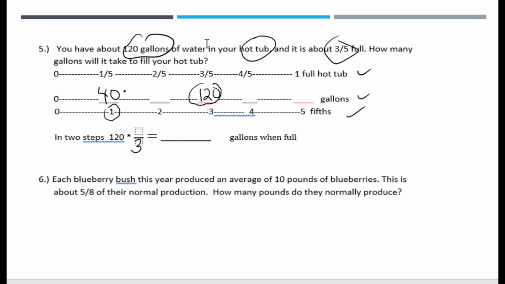Now I can multiply by 5. 1/5 times 5 is 5/5. And 40 times 5 is 200. And that's what I did mathematically. I essentially multiply by the inverse, the reciprocal of 3/5.